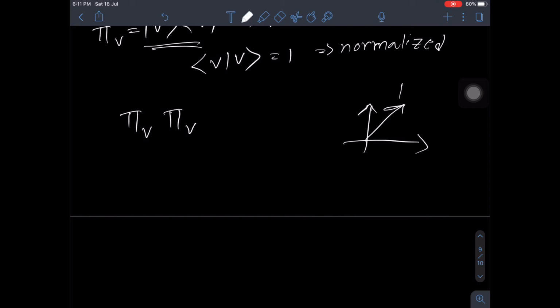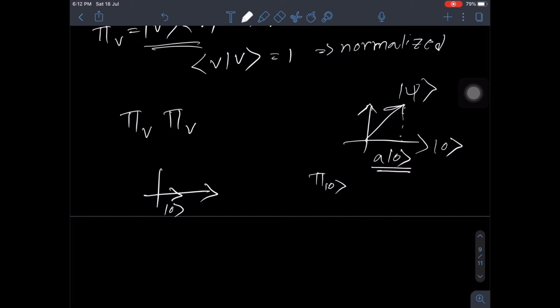You have this psi vector and you want to take the projection in 0 direction. Then what you get is just a0, right? This is the vector you're left with if you act on psi with pi 0 once. Now if you act on this vector again with another pi 0, it will not change anything, because if you take the projection of this vector again in this direction, you will just get that, right?